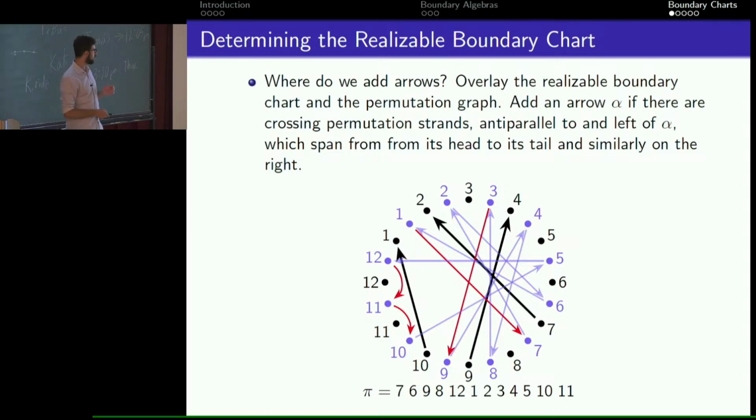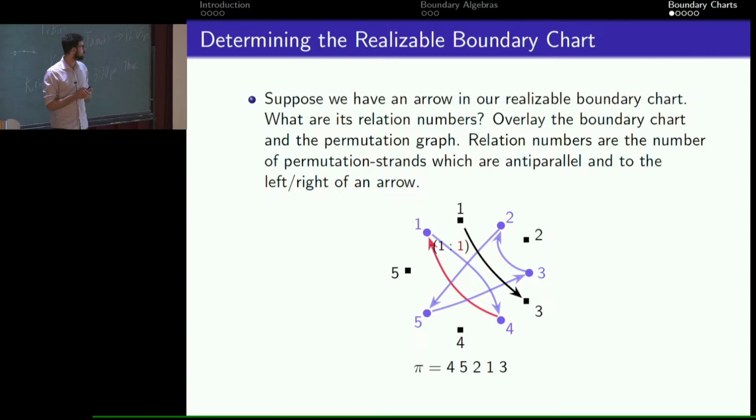On the right, I've got these 2 red strands, which do go from the head of the black arrow to its tail, and they cross each other. And they're both anti-parallel to my black arrow. On the left, I also have 2 arrows which are anti-parallel. Okay, they cross at a point, but that's good enough for me. So they touch at a point. And they span from its head to its tail on the left. So that's kind of how I test if I have an arrow or not.